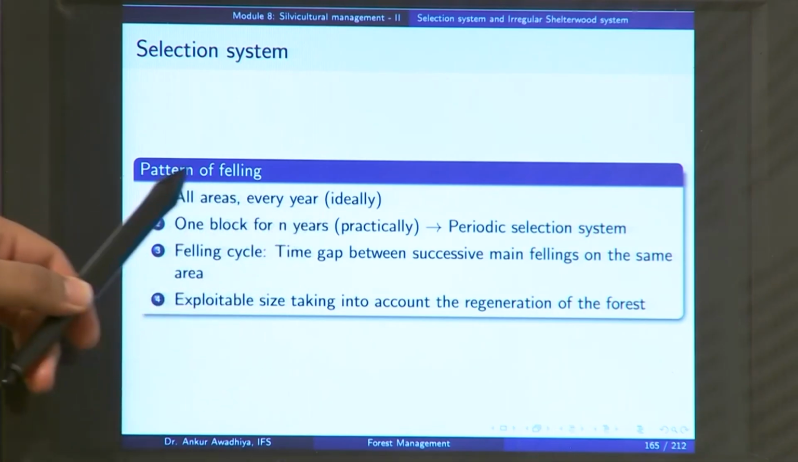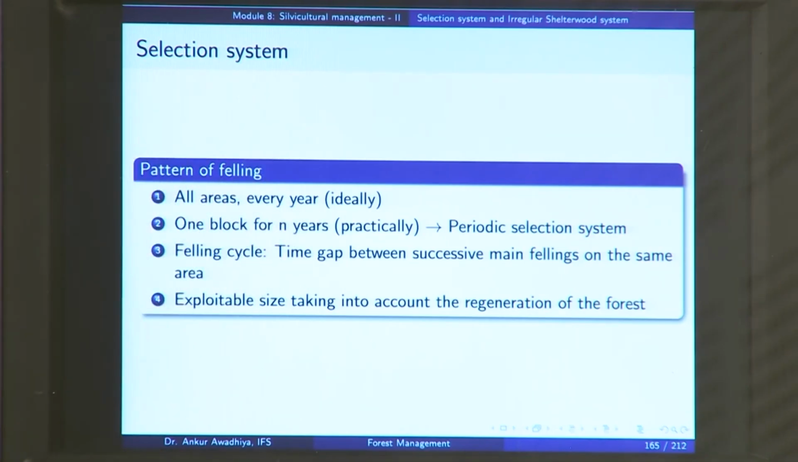Ideally, in all areas every year you should go and you should do the felling. So, every year you are visiting the whole of the forest and you are selecting those trees that are above your selection DBH or above your selection girth. You are enumerating them, marking a few of them and removing them. So, that is the ideal case situation.